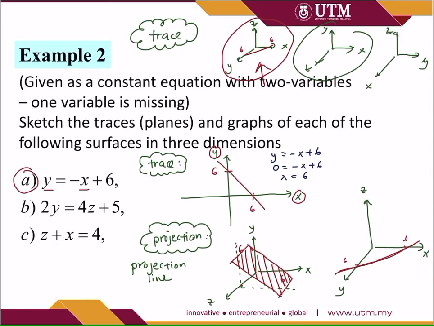Now you can have another line, another trace, at another point on the Z. Then you still need to sketch on the same intersection, and lastly you need to draw the projection line. So it will be here.